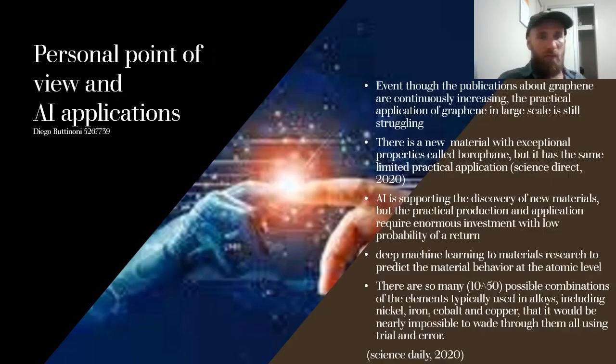Even though there are many publications and research about graphene, there is still limited practical use. For this reason, we still need to find new opportunities, and artificial intelligence can be the right tool to speed up the discovery of new materials and reduce the cost of research, given that artificial intelligence can forecast the inner properties of new materials.